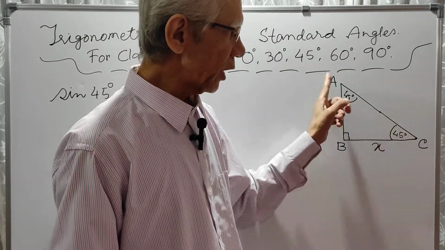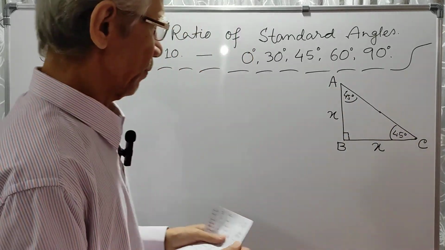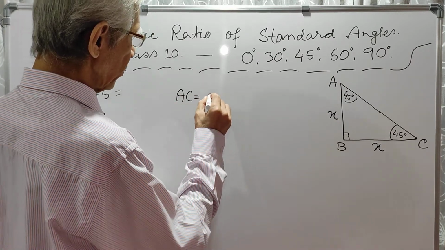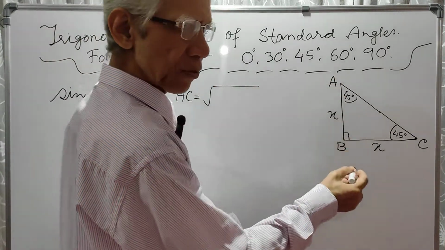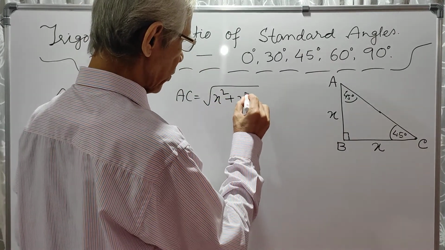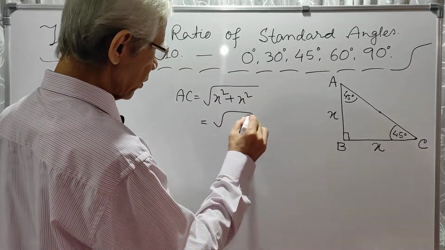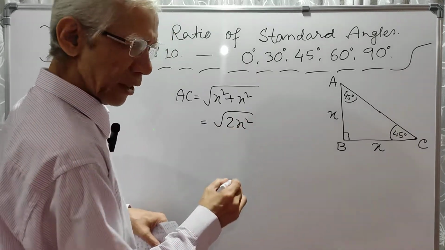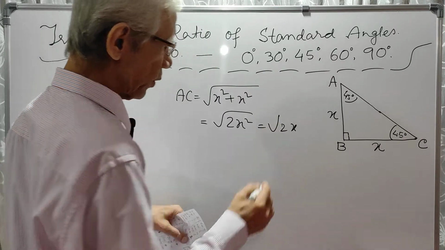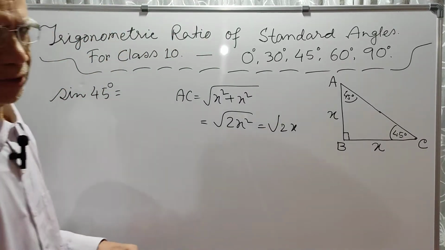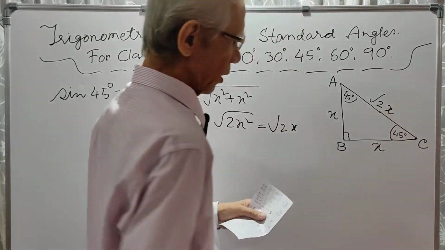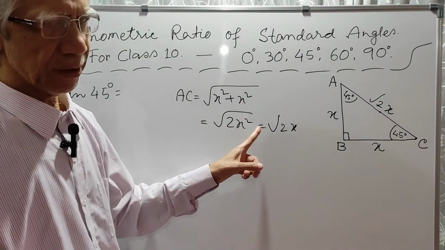Now let us find out AC using Pythagoras theorem. So what will be AC? AC will be square root of AB square plus BC square. That means X square plus X square. So that is square root of twice X square. Alright. So that means root 2x. So root 2x is the measure of AC. We have found out using Pythagoras theorem.